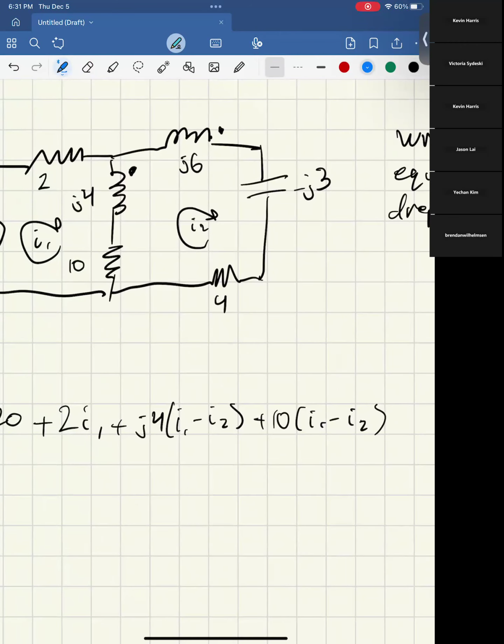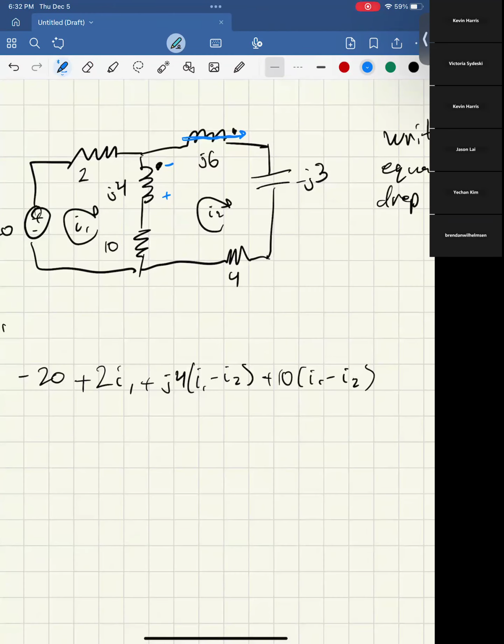So here we see that this I2 flows this way through the inductor, which means that the dotted terminal is going to be negative. Remember, if it flows into the dotted terminal, then the induced voltage is positive on the other dot. So this case is the other situation. Since it's flowing in from the non-dotted side, then our dotted side is negative. So it's like that.